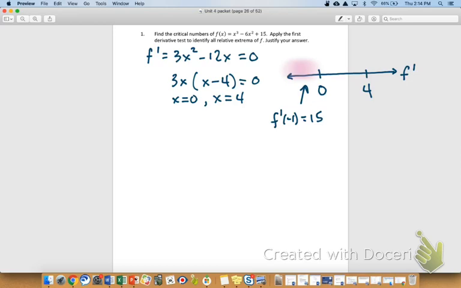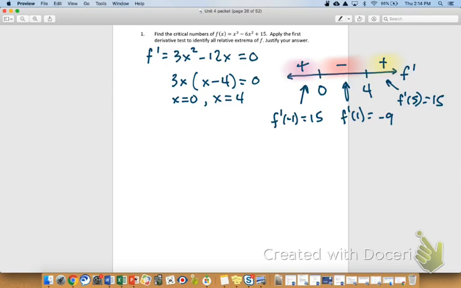So f prime of negative 1 would equal 15? Yes, 15. How about this red interval, a 1? There we go. That makes sense. So f prime of 1 is negative 9. And then how about over here on this yellow interval? 5 makes sense. So f prime of 5 would be 75 minus 60, which is 15. And I've got these lovely signs in my sign chart. This is where I can finish.